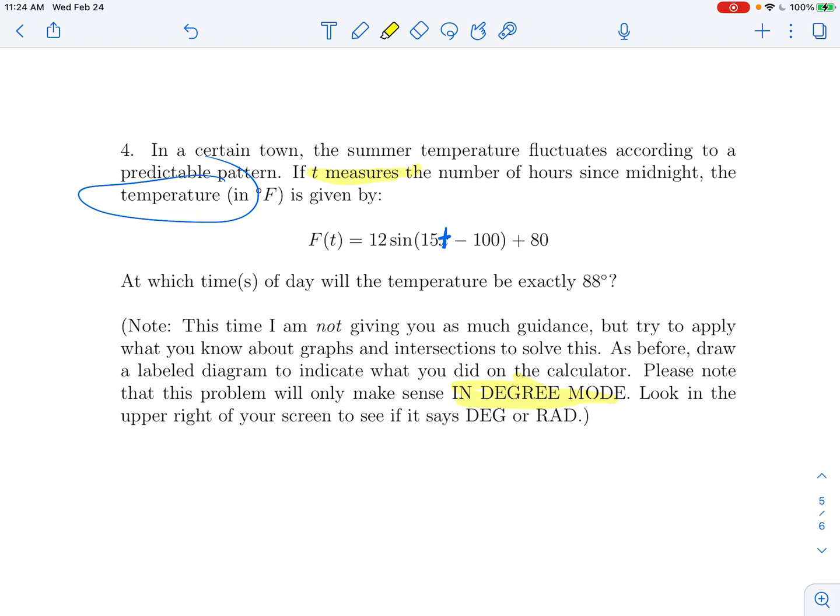And here's my graph. So right here, 0 is midnight, kind of cool. And then over the course of the morning, warms up, warm in the early afternoon, cools down, and it gets back to where it was before. So I want to know, when is the temperature exactly 88? So I want to be able to see a height of 88 on this graph.